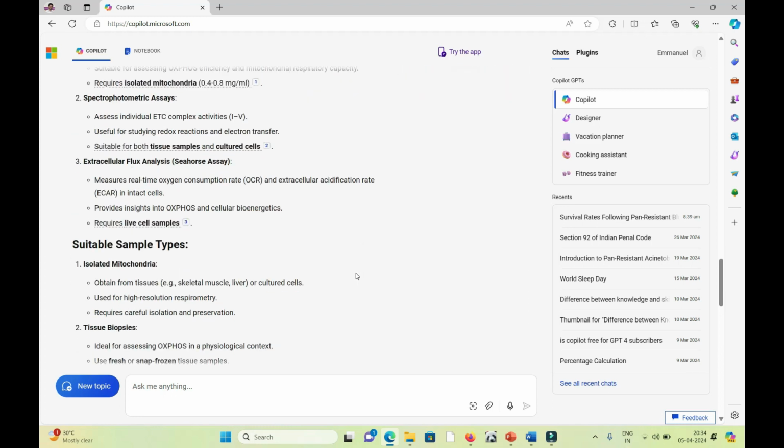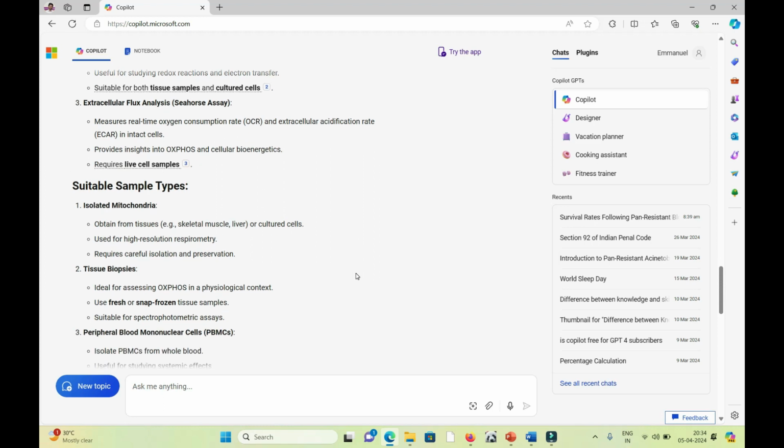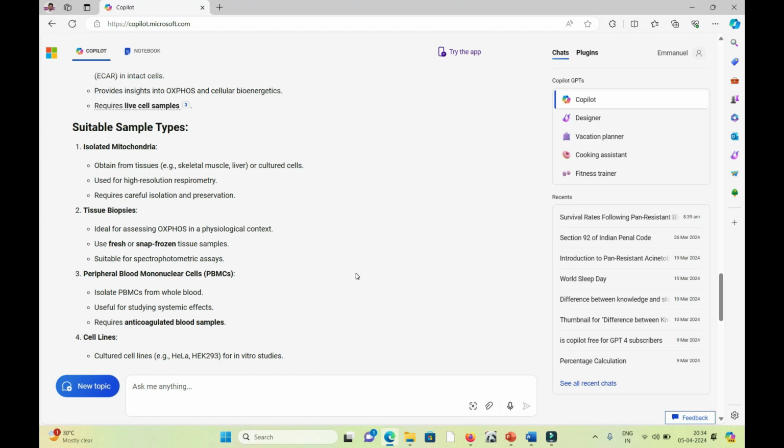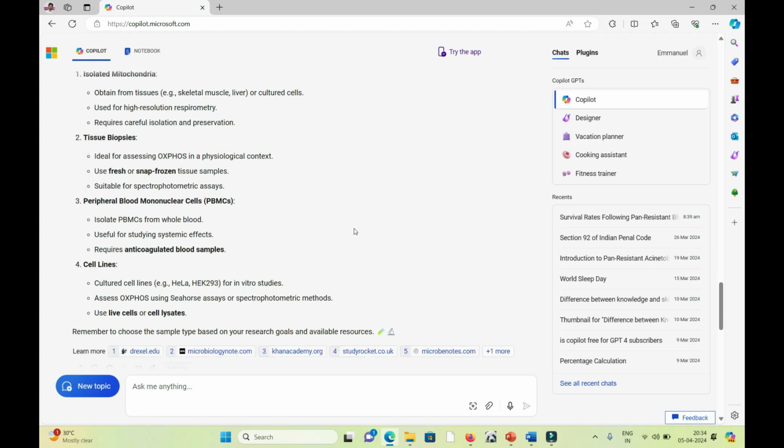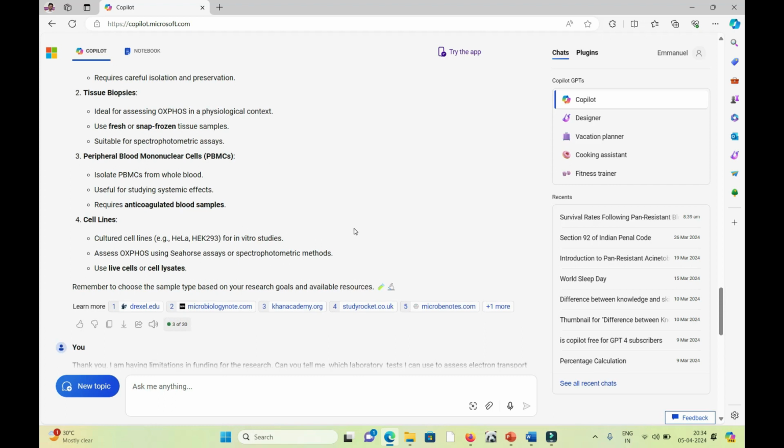Then it has given me the sample types. So tissue from skeletal muscles or liver, which is difficult. Tissue biopsy, again it is difficult, but it is also coming up with peripheral blood mononuclear cells. So again this is something which can be used for the electron transport chain also. So I feel this looks impressive for me because I will be able to look at the ETC as well as oxidative phosphorylation. Again, cell lines I already discussed, it is difficult.